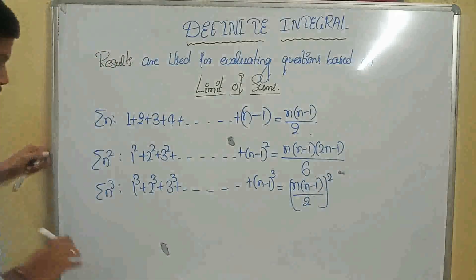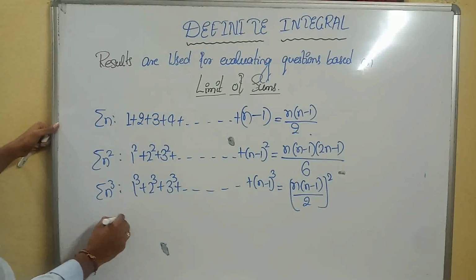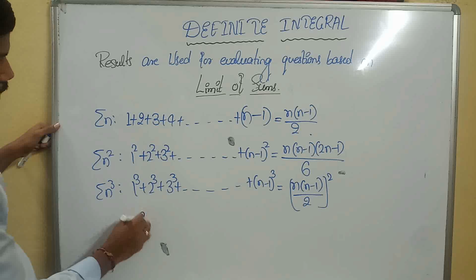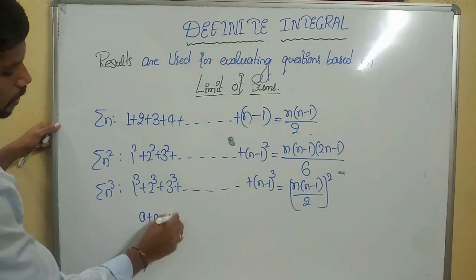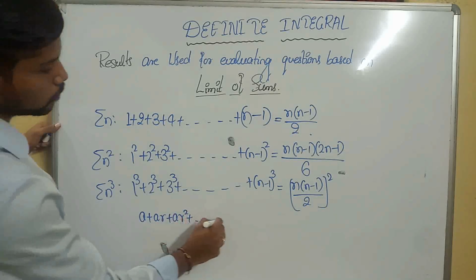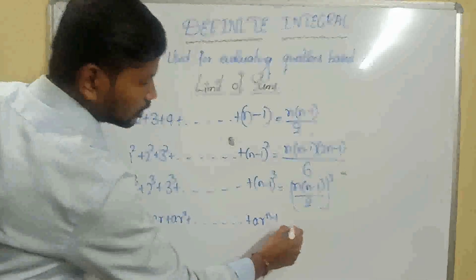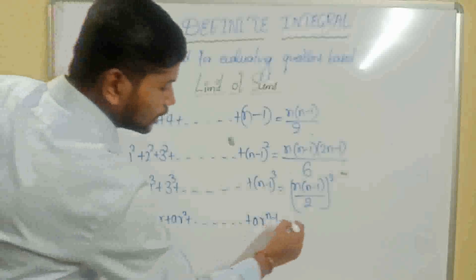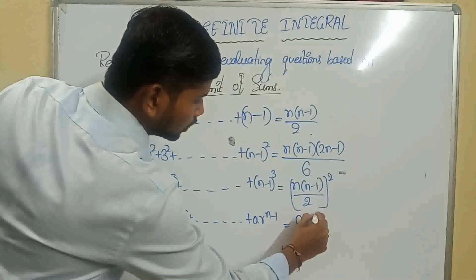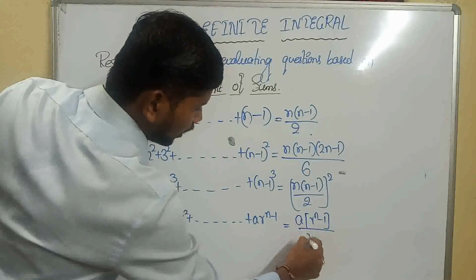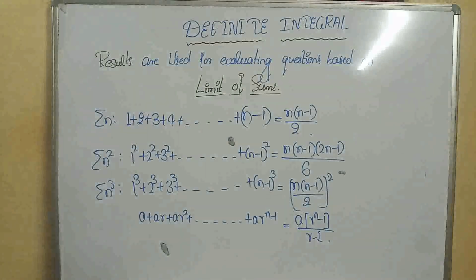Okay? Then the last result, that is the sum of n terms of a GP: a plus ar plus ar square, so on up to the last term, a into r to the power n minus 1. The sum of n terms of the GP, that you already know, is a(r^n − 1)/(r − 1). Got the point clearly?